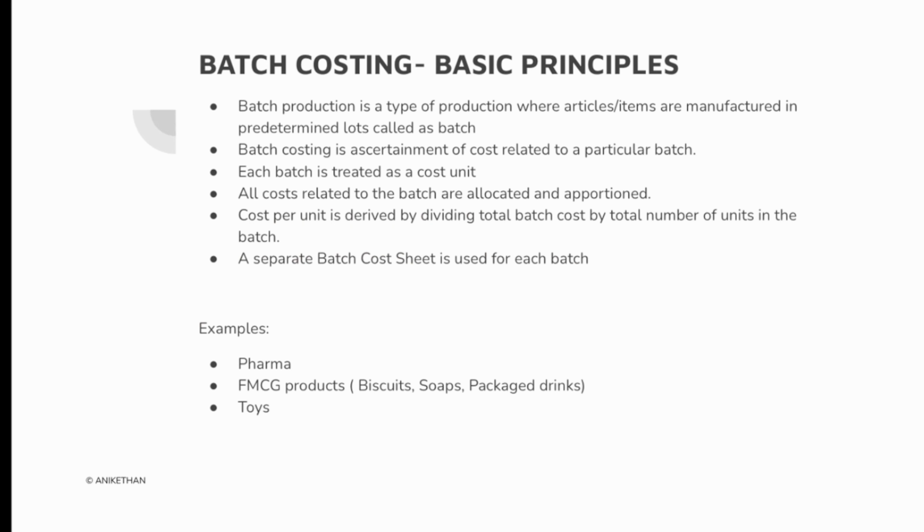Here the cost object or the cost unit is a batch. So your cost sheet will be with respect to a batch, and whatever cost per unit you have to derive, you derive using total cost divided by total number of units in the batch. And for each batch, a separate cost sheet is prepared.